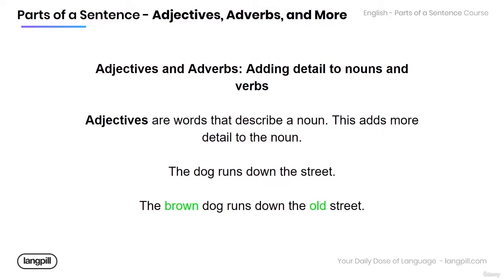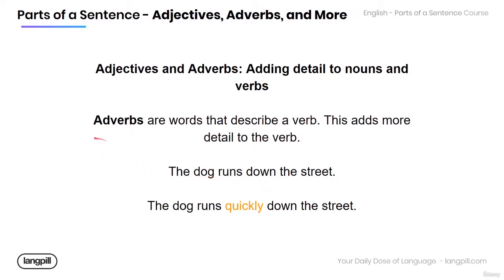So we can add adjectives to describe these things. The brown dog runs down the old street, right? You see how this is a little better? Now I can picture it in my head. Oh, it's a brown dog. It's running down this old street. Okay, so this is how you become a better writer or even a better speaker. Okay? You can help paint pictures in the head of the person you're talking to.